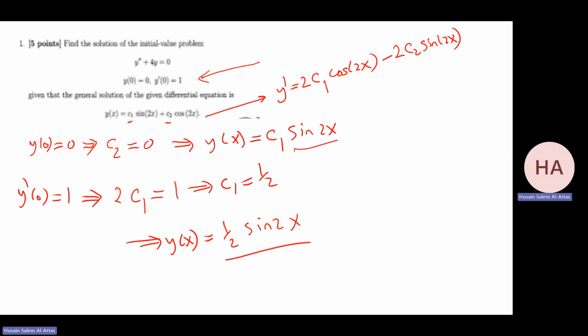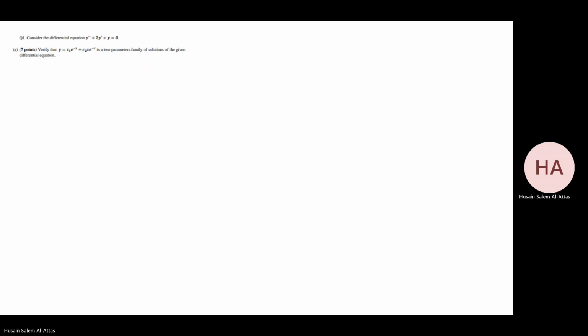Actually, I can check. Find y prime, find y double prime, plug it here. For sure, it should satisfy the equation, and also satisfy the conditions. Yeah, y at 0 is 0. The derivative gives you cosine 2x, and cosine 0 is 1. So that's correct. Consider this, verify this is a solution.